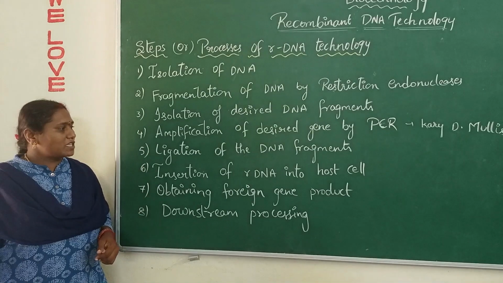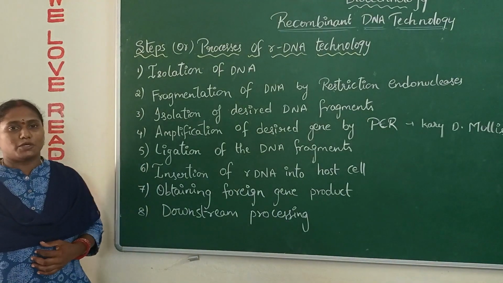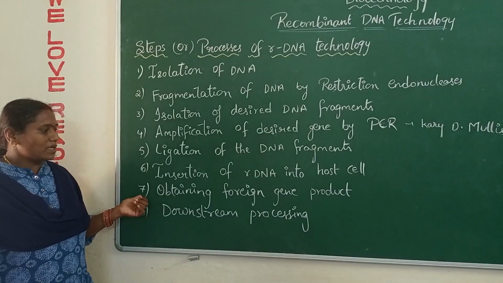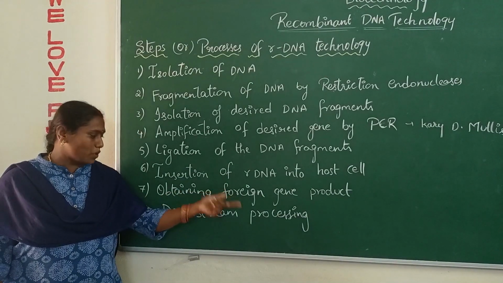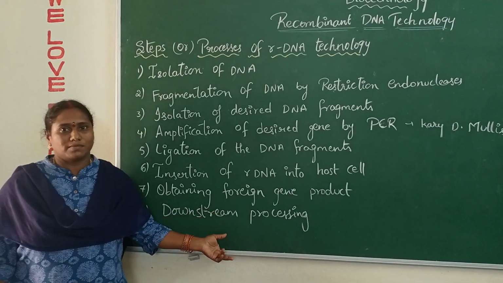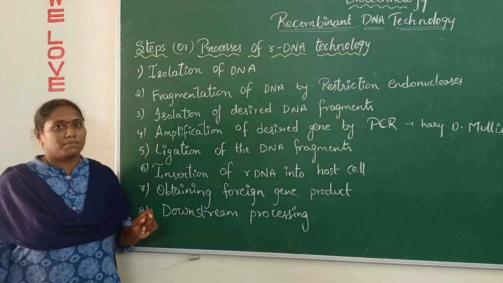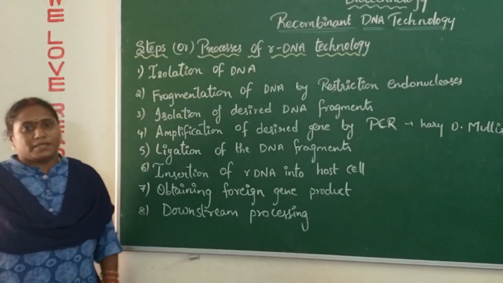Fifth, ligation of DNA fragments. And sixth, insertion of rDNA into host cells. Seventh is obtaining a foreign gene product, and the last step is the downstream process. So let us begin with each and every step in detail. Okay, so isolation of DNA.